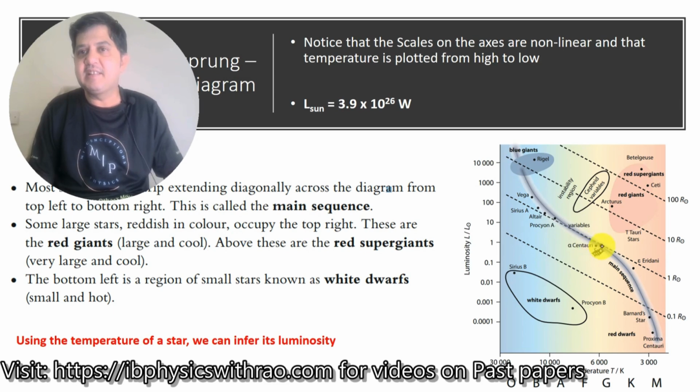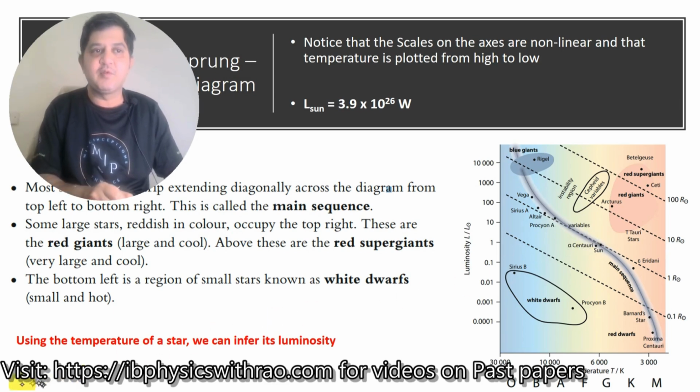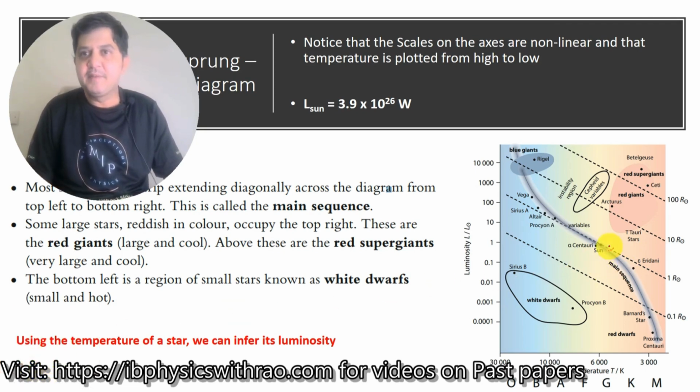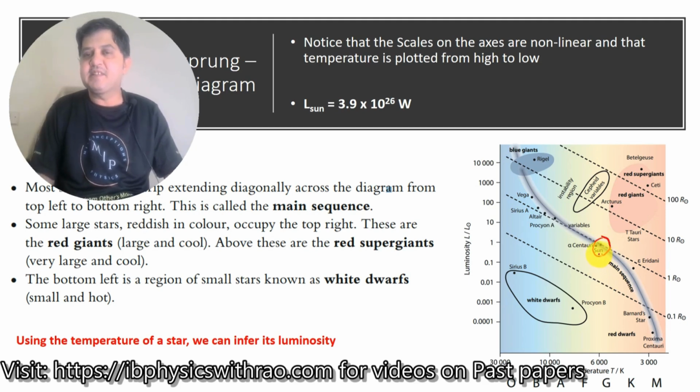Our sun is at this position over here. Let me take up my pen and indicate where our sun actually is. Sun is at this point. The nearest star to the sun, after the sun dies, the next star which can come across is Alpha Centauri. And there are several stars which have been on the same line over here. Most stars are on this line, which is called the main sequence.